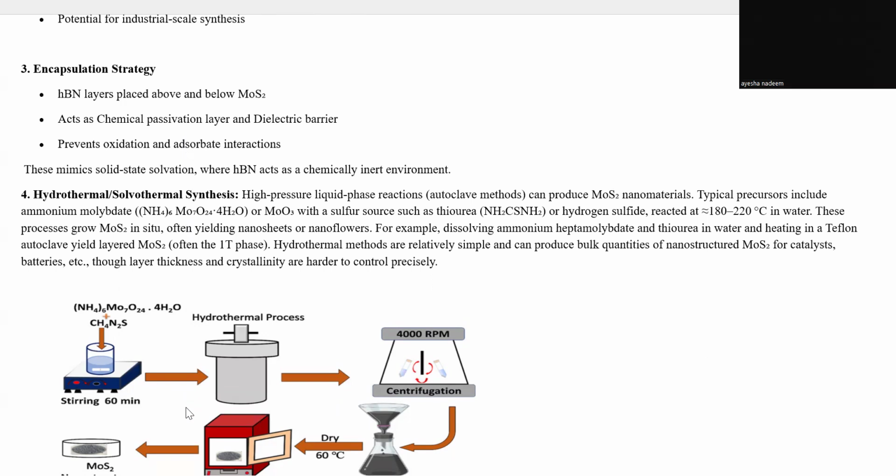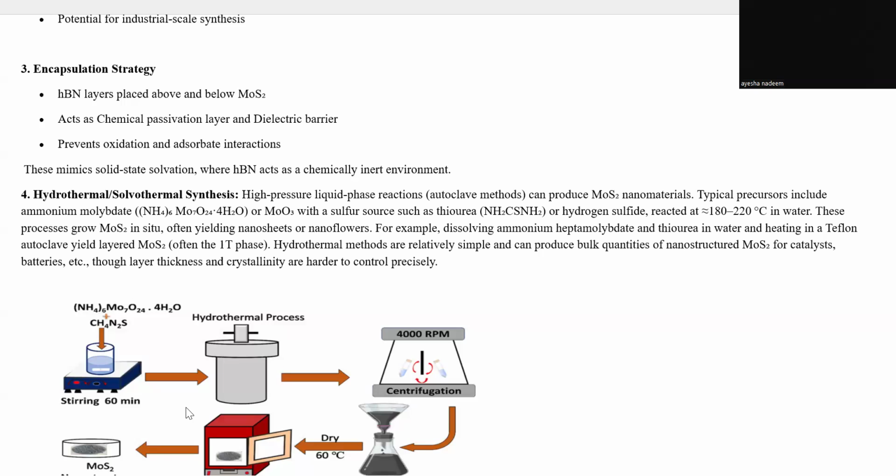The fourth method is hydrothermal or solvothermal synthesis. High temperature liquid phase reactions and autoclave methods can produce MoS2 nanomaterials. Typical precursors include ammonium molybdate or molybdenum trioxide with a sulfur source such as thiourea or hydrogen sulfide. Reacted at nearly 180 to 220 degrees Celsius in water, these precursors grow molybdenum disulfide in situ, often yielding nanosheets or nanoflowers. For example, dissolving ammonium heptamolybdate and thiourea in water and heating in a Teflon autoclave yields layered molybdenum disulfide, often the 1T phase.